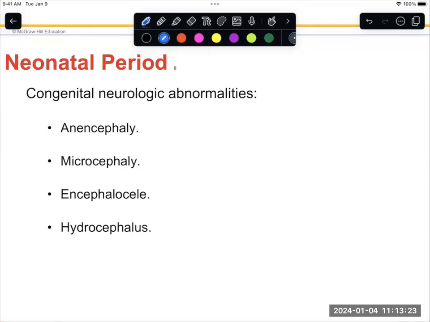Anencephaly is the absence of the cerebral hemisphere. That "an" means without. Microcephaly is an abnormally small cerebral hemisphere. Encephalocele, sorry, is the protrusion of the nervous tissue through a defect in the skull. And then hydrocephalus is accumulation of excessive cerebral spinal fluid in the ventricles of the brain.